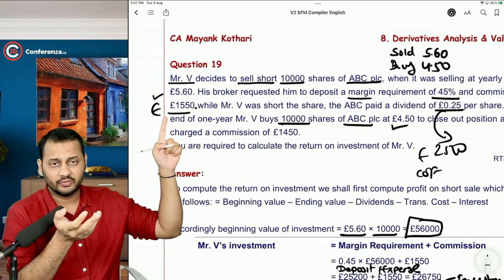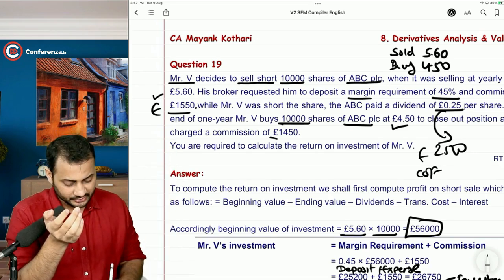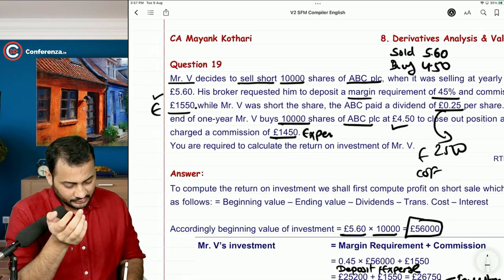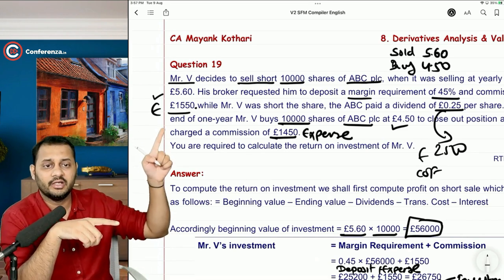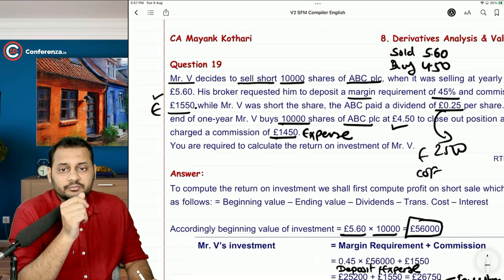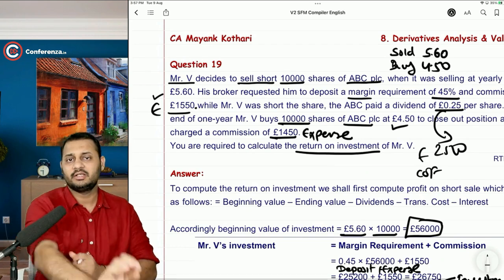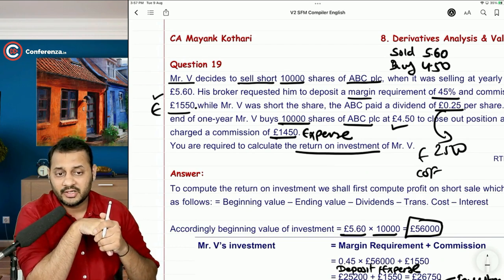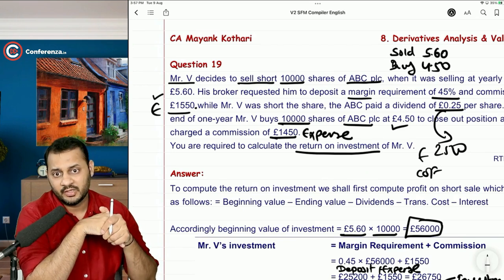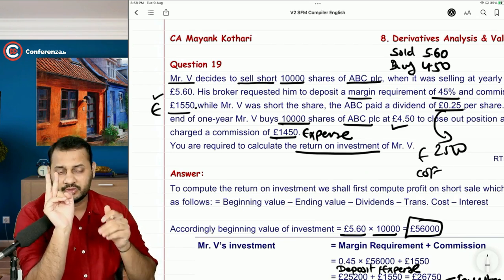While selling also you were charged a commission, and while buying also you were charged a commission. So this is also your expense. So there are three expenses. Please understand: 1450, 1550, and the dividend as well. You are required to calculate the return on investment. It's very, very simple. How much is the return on investment? First of all, find out the invested amount. In the beginning, you invested only two things. Understand, only two things.